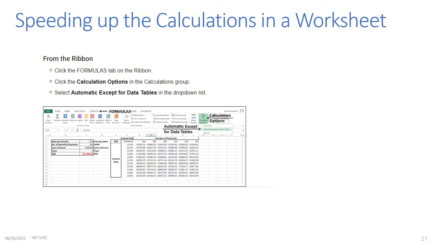From the ribbon, click the Formulas tab on the ribbon, click on the Calculation Options in the Calculation group, and then select Automatic except for Data Tables in the drop-down list.